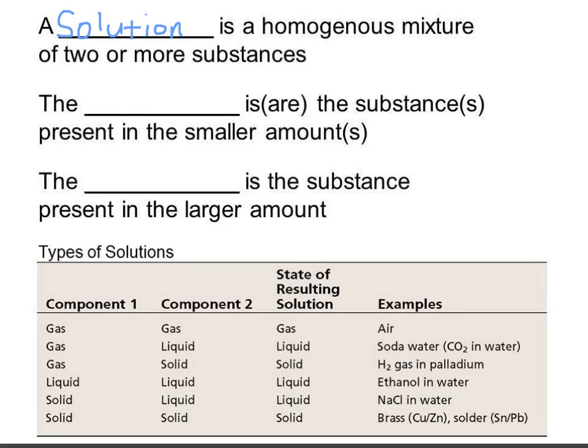What about the substance present in smaller amounts in a solution? Any idea? The substance or substances that are present in smaller amounts are what we call solutes. Okay, what about the substance present in large amount? Any idea? The substance present in large amount are what we call solvents.